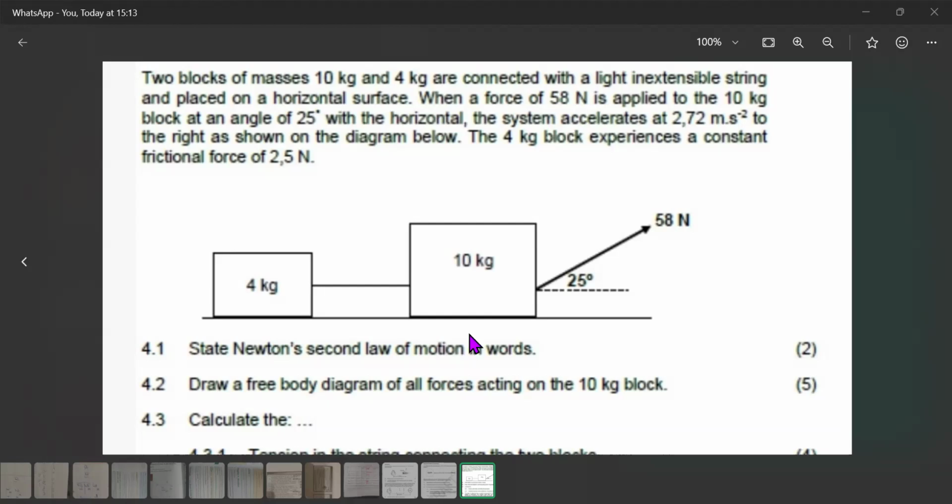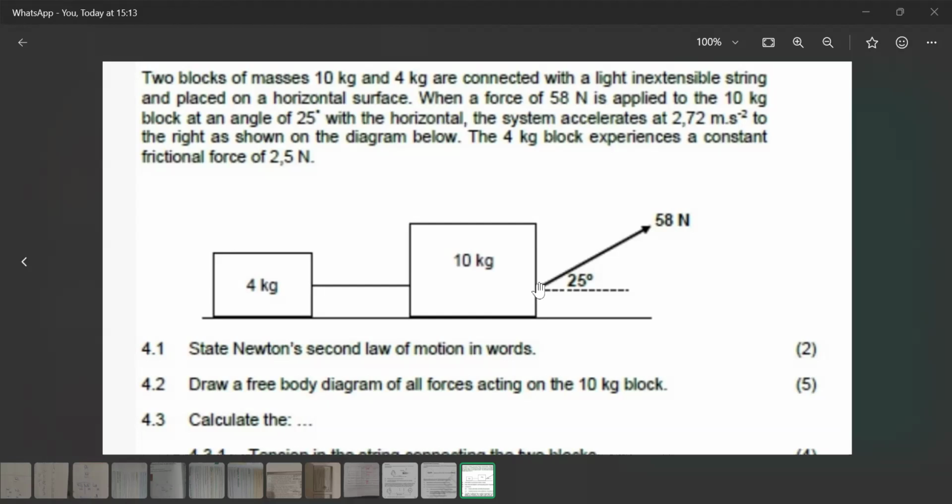Okay. Another thing we know is that if two blocks are connected together by a string, a rope, a cable, or anything, they are going to move at the same acceleration, which is why here they say the system accelerates at 2.72. It means the 4 kg block has the same acceleration as the 10 kg block, of magnitude 2.72. So both of them claim that acceleration because it's rightfully theirs.